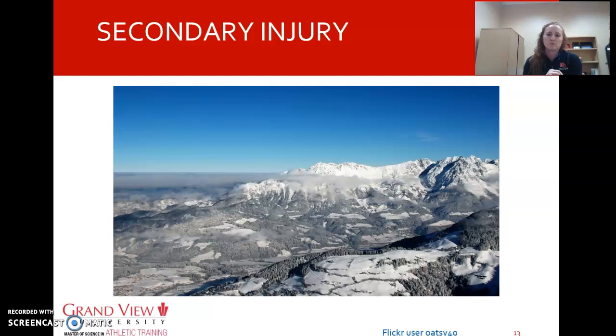So as I mentioned before, we have secondary injury. The first mechanism that we talked about was this hypoxic secondary injury, which occurs as a result of the increase in cell metabolism that causes cell death because there's not enough oxygen and nutrients available. But we also have enzymatic secondary cell death.